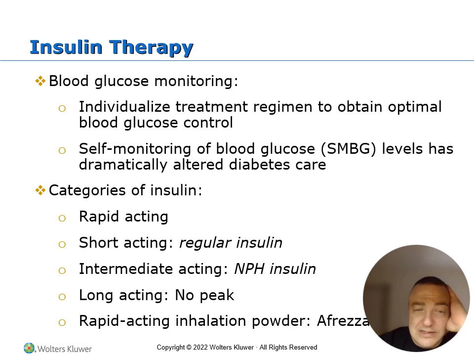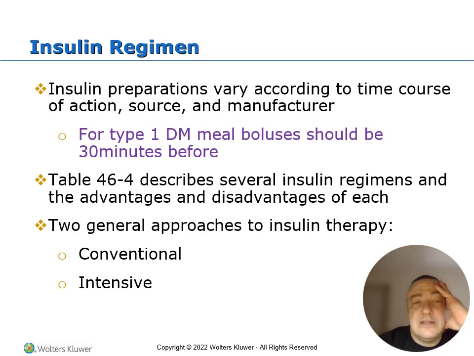So, rapid acting, like 15 to 30 minutes, you start seeing an effect on blood sugars. Your short actings, it's like 2 to 4 hours, and then 4 to 6 hours, and then over 12 hours. So there is that. Preparations according to the time.